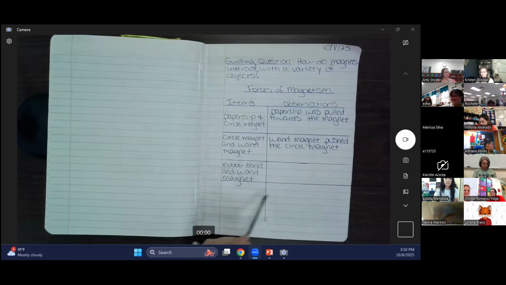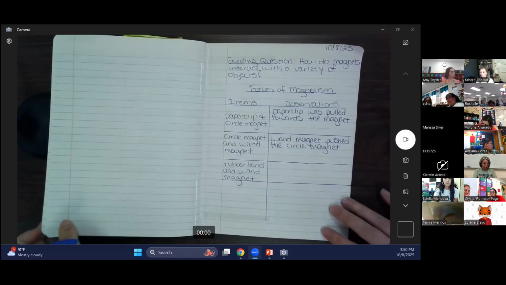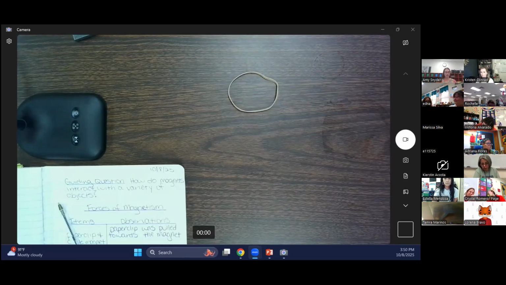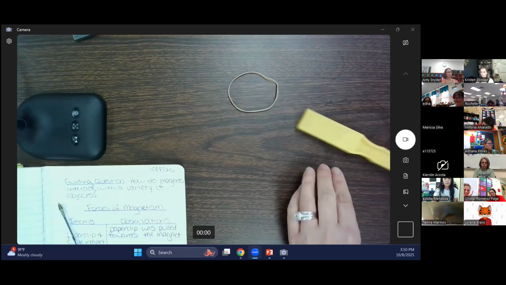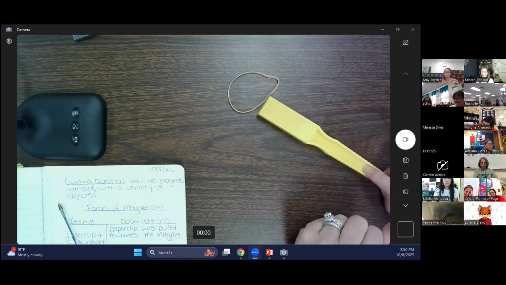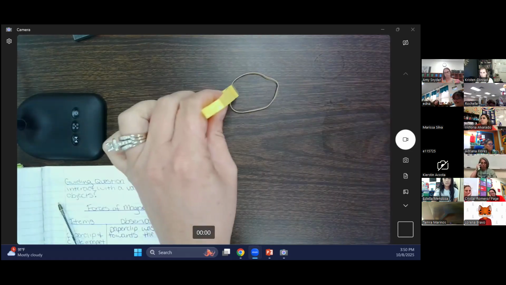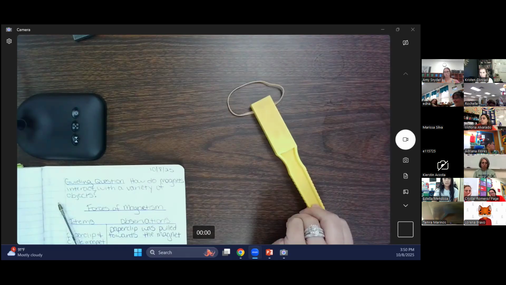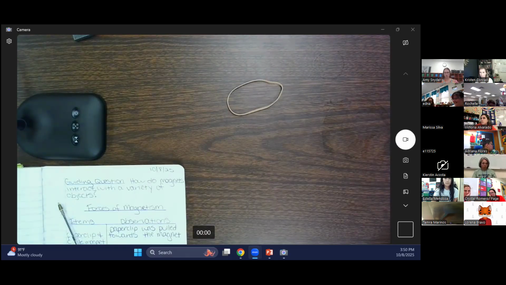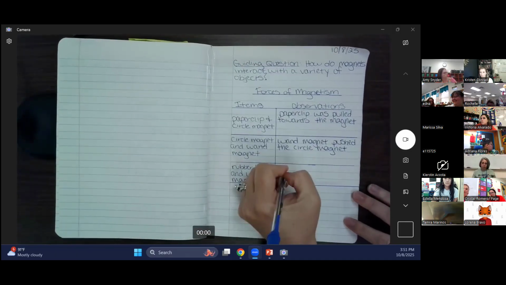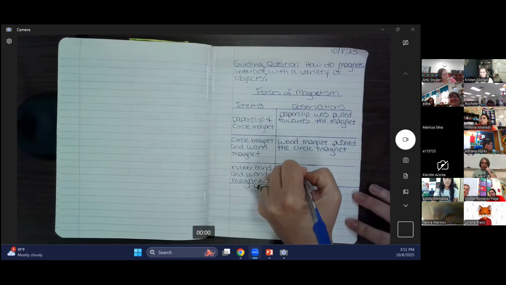So lastly, I want to test my rubber band along with a wand magnet. So I'll pull those items out. I have my rubber band. I have my wand magnet, and we shall see what happens. I'm not seeing any sort of reaction or interaction. So in my chart, I will write down no interaction.